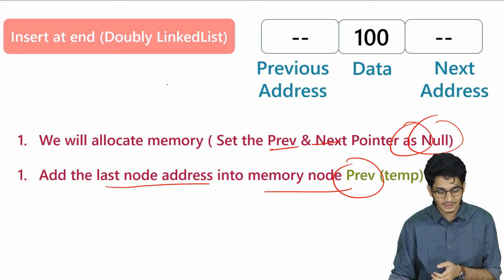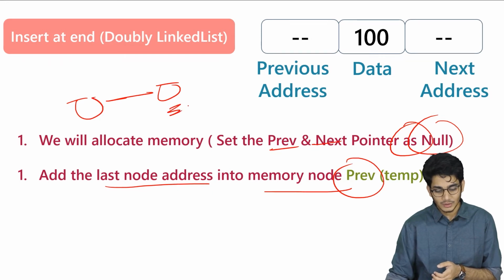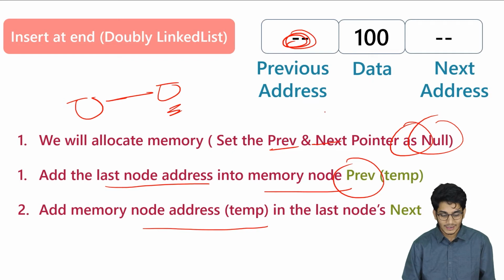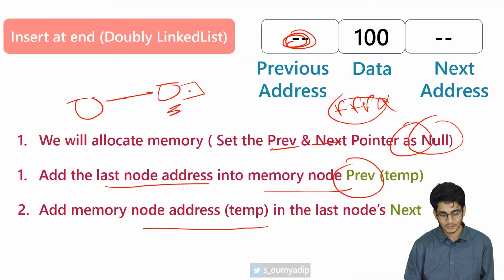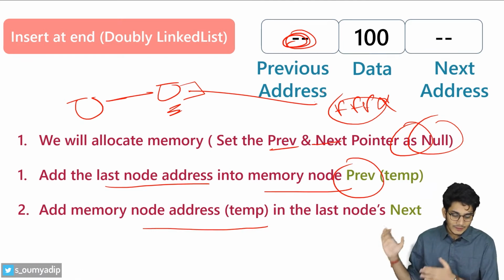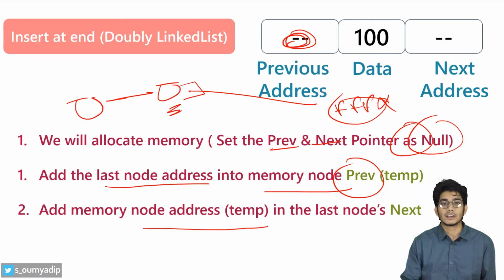Let's say that this is the last node. It has some address. We have to set this address over here, and then we have to add the new node's address, the address of temp, into the end of the last node. Let's say that it has an address ffx. We have to set this ffx over here. We'll discuss that in detail. So at first we'll allocate the memory, then we have to move two pointers, one is prev and another one is next.